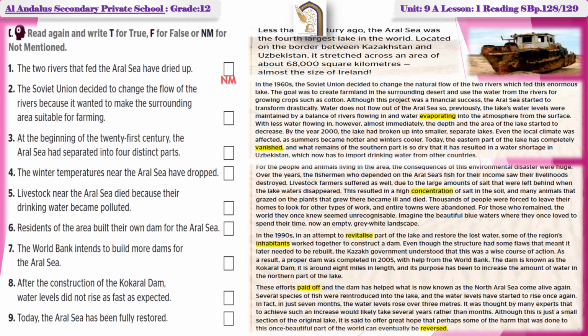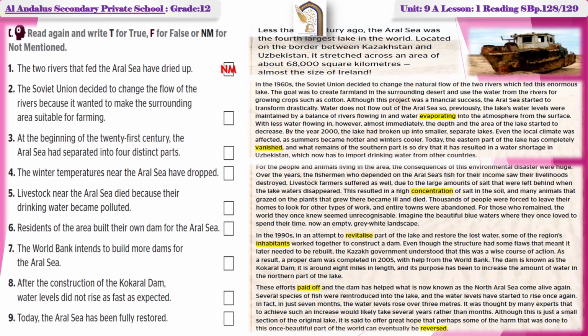Dear friends, as you can see, we are now dealing with exercise C. Let's read together. Read again and write T for true, F for false, and NM for not mentioned. As you can work out, gentlemen, this is actually a scanning task. What do we mean by saying a scanning task? This is a reading task which requires you to read the text carefully and accurately, looking for detailed information. As usual, we will stop the video for a relevant time so that you can decide your answers.